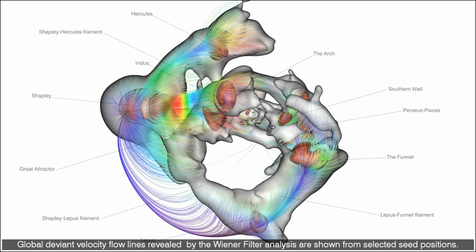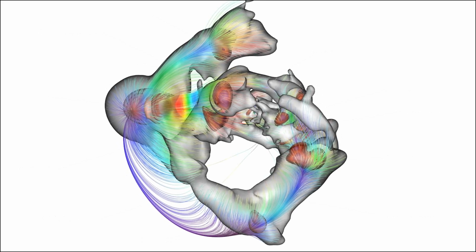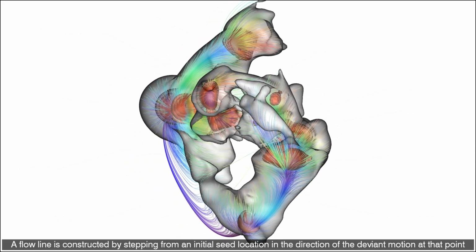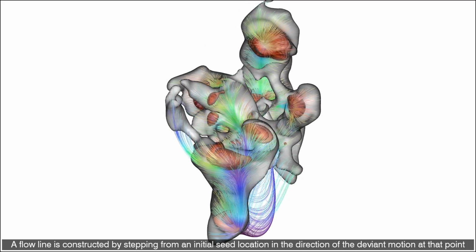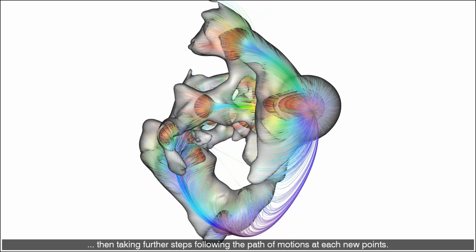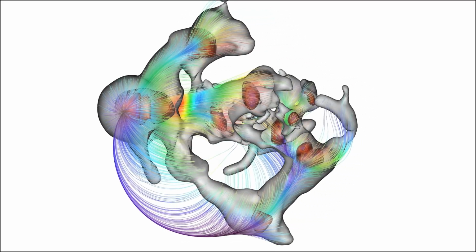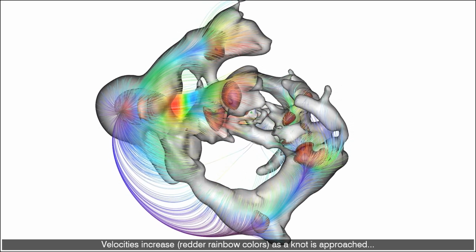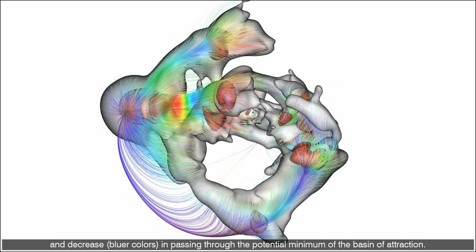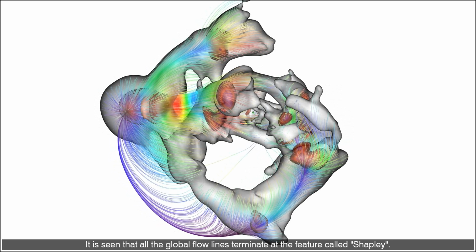Global deviant velocity flow lines revealed by the Wiener filter analysis are shown from selected seed positions. A flow line is constructed by stepping from an initial seed location in the direction of the deviant motion at that point, then taking further steps following the path of motions at each new point. The flow lines are given colors according to local velocity. Velocities increase, red or rainbow colors, as a knot is approached, and decrease, blue colors, in passing through the potential minimum of the basin of attraction. It is seen that all the global flow lines terminate at the feature called Shapely.